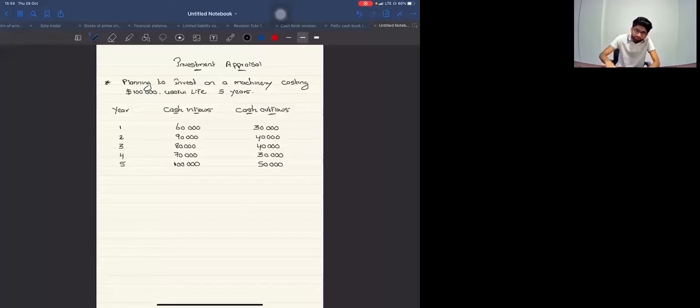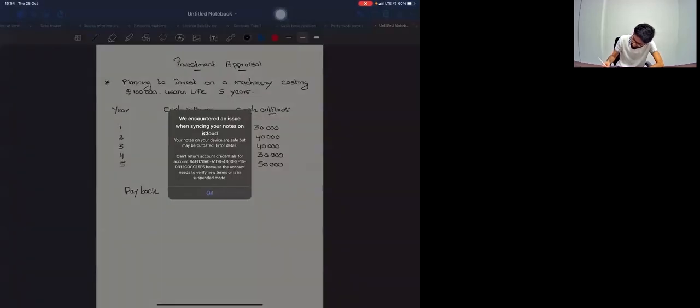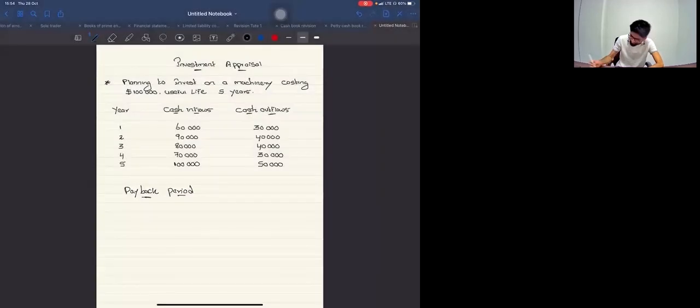First, I'm going to teach you how to calculate the payback period, right? Payback period. You know what is payback period? How long will you take to recover the investment of 100,000? It can be 1.5 years, it can be 2 years, it can be 3 years, right? How long will you take to recover your investment? That is what you mean by payback period, right?